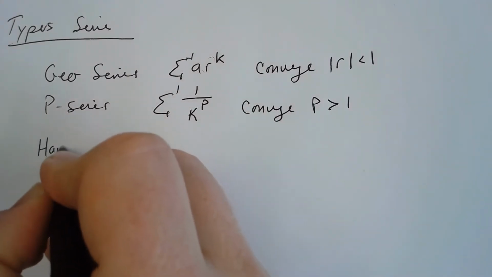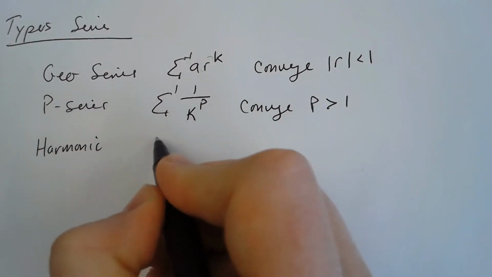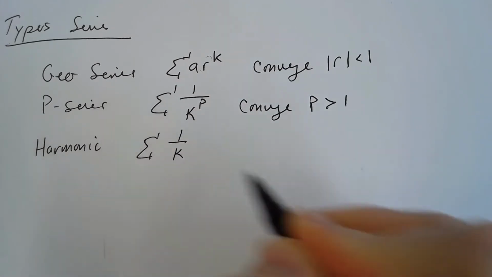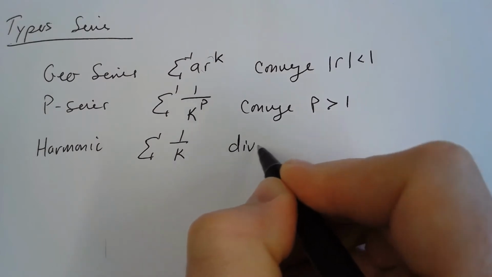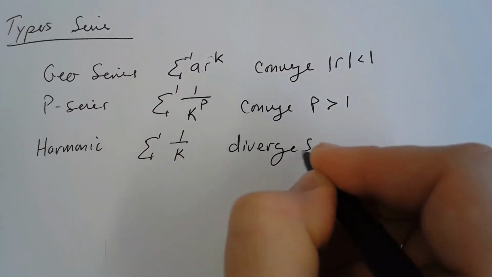Our next statement is the harmonic series. Again, this is very specific. It's similar to that of the p-series. It's actually a special case of the p-series. And based on that definition, it also diverges, always.